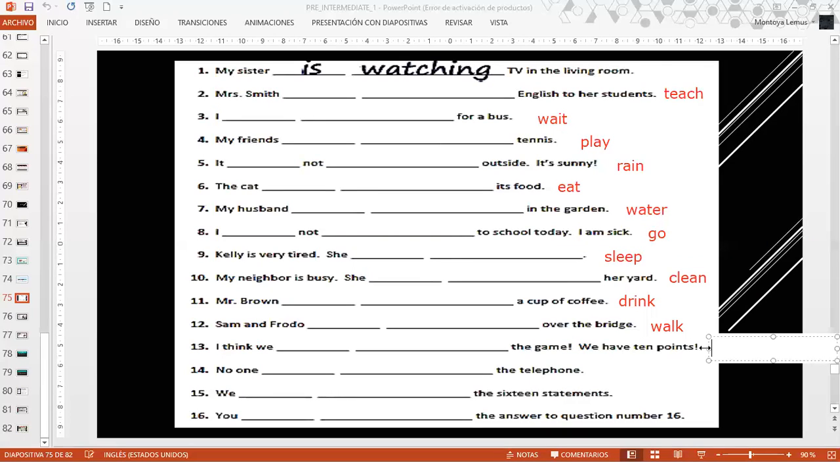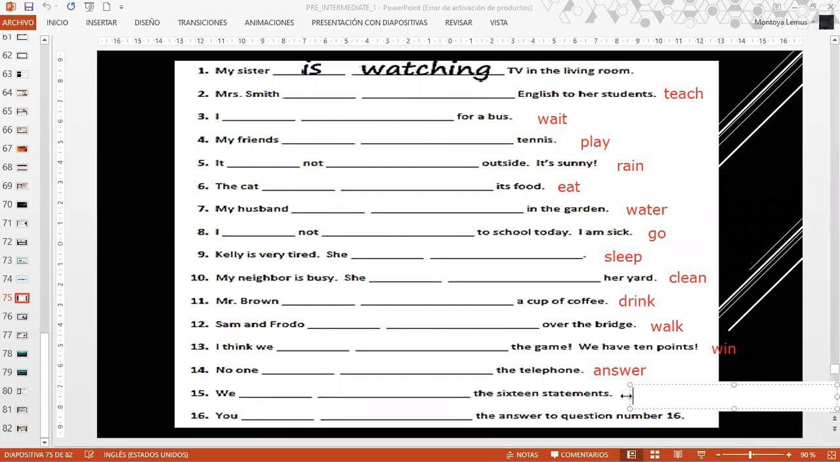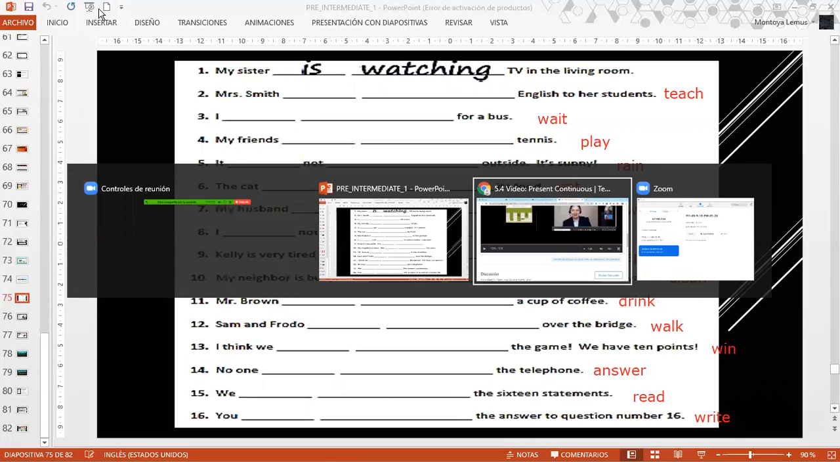Play. No, let's use win. Here, answer. Here, let's say read. Yeah. And here. Okay. I'm going to send this to WhatsApp with the verbs.